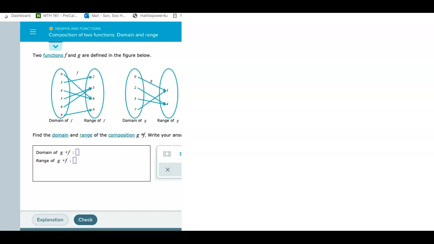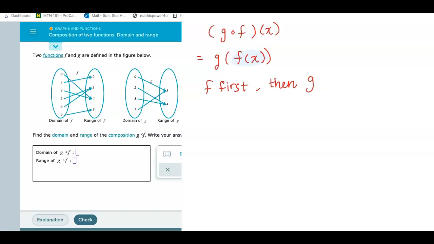So what do they want this time? They want us to do g composed with f of x. So this time, I need to do g of f of x. Which function do we do first? We have to work with the inside function first. So we're going to do f first, then g next.